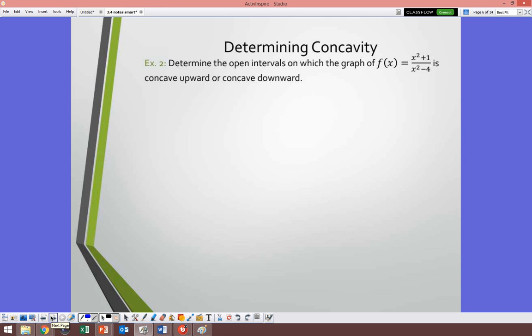Determine concavity on open intervals, which we get from that graph, concave up, concave down. So what do we have here? A quotient. Okay, so let's do the quotient rule. f prime is going to be 2x times the quantity x squared minus 4, minus 2x times the quantity x squared plus 1, all over x squared minus 4, squared.